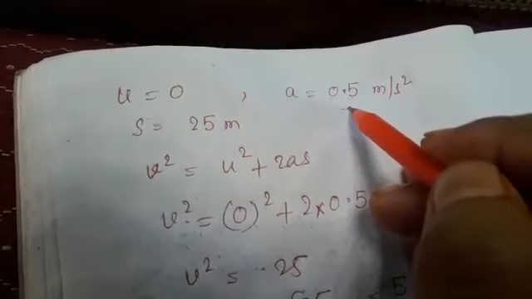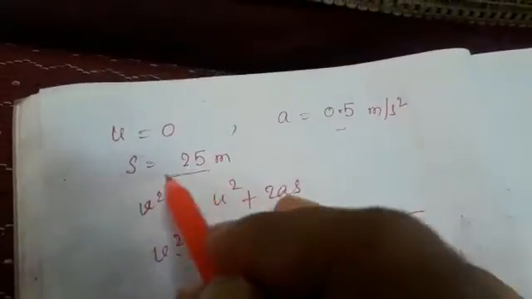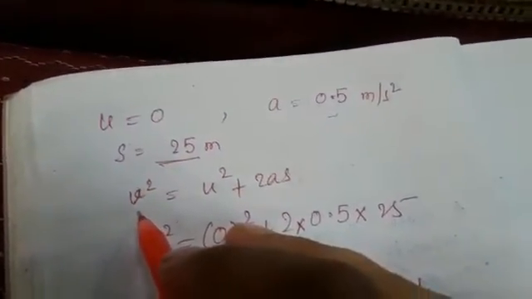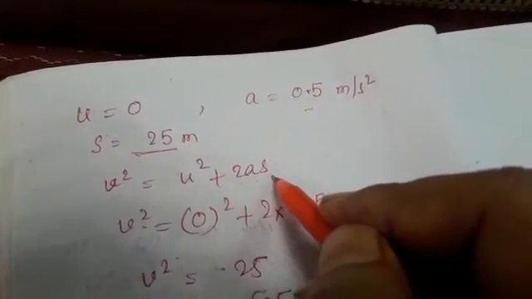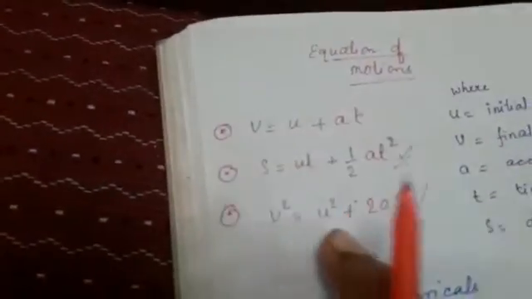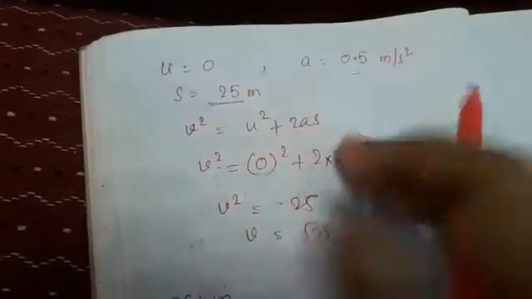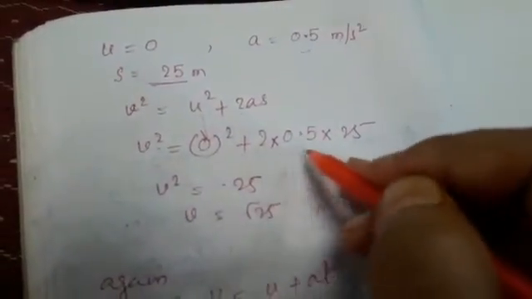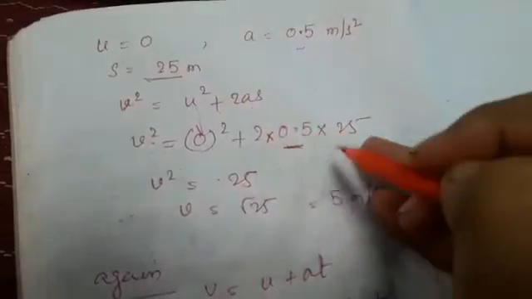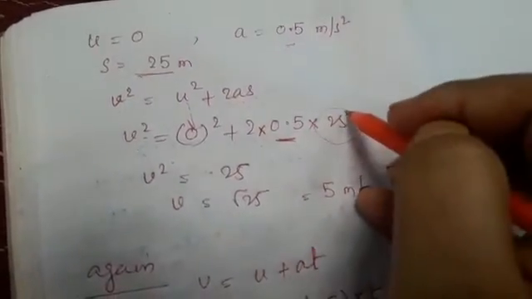So u is given 0, that is initial velocity 0, acceleration is 0.5 meter per second square, and distance is 25. Now they are asking you to calculate v. Now we know v square equal to u square plus 2as, right? From the third equation of motion, v square equal to u square plus 2as. Use this formula. So you will get v square equal to u given 0, put the value from the data, 0 square plus 2 into a, acceleration is given 0.5, and s, distance, is given 25.